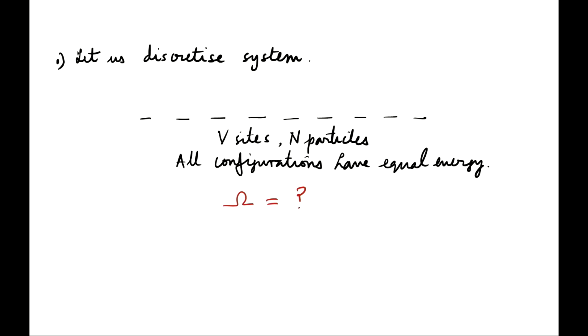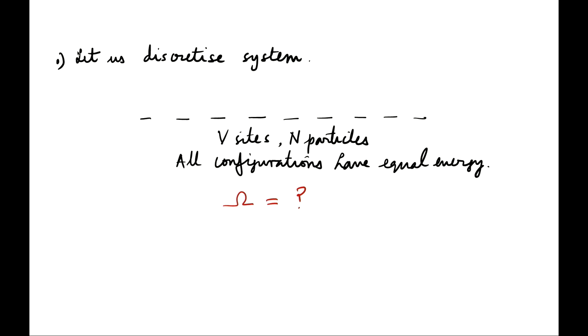Now let us change our system, and we will do some things which are discrete. So let us look at some discrete system. Let me define the problem for you. Now I have not volume V, but V sites, site number 1, site number 2, site number 3, these are lattice sites up to V sites. And I have N particles, and they don't interact. So I can put the N particles wherever I want, and all the configurations will have equal energy. Is that okay? What is omega for this?